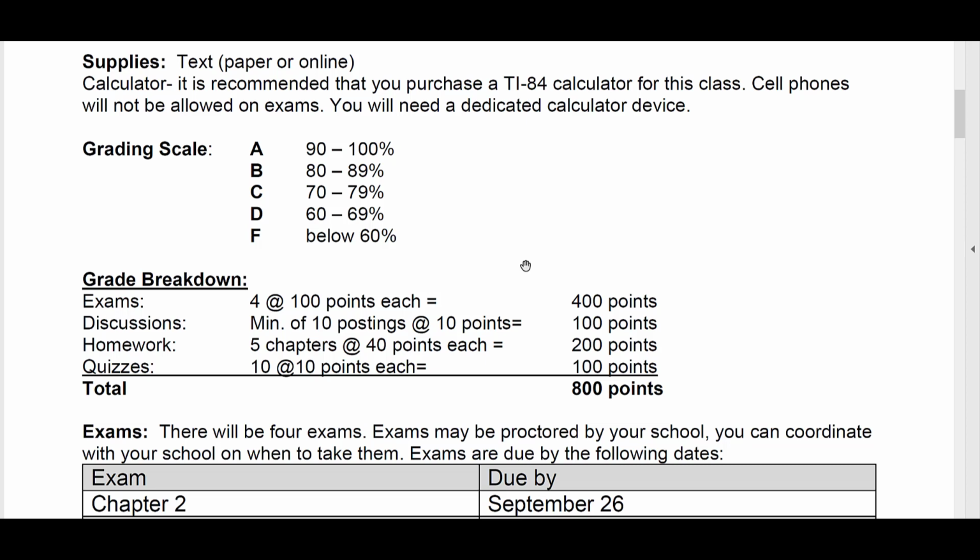Discussion, you need to do 10 discussion postings. They're not hard to do, really simple. I go into it down here. 10 discussion postings at 10 points each. Homework is 5 chapters at 40 points each for 200 points, and quizzes are 10 at 10 points each for 100 points. So a total of 800 points for the class.